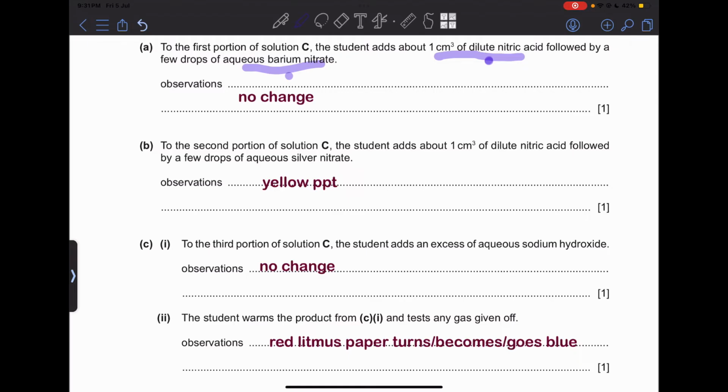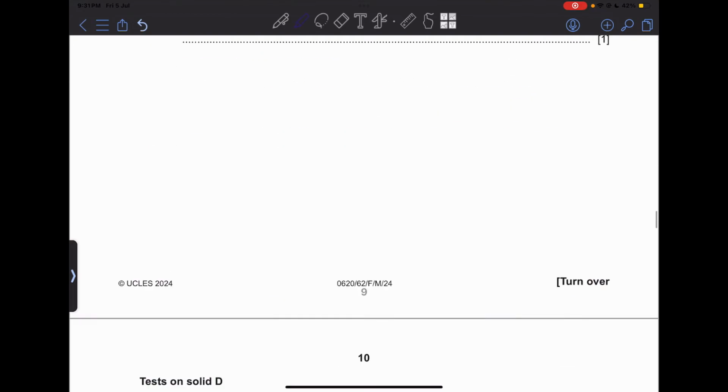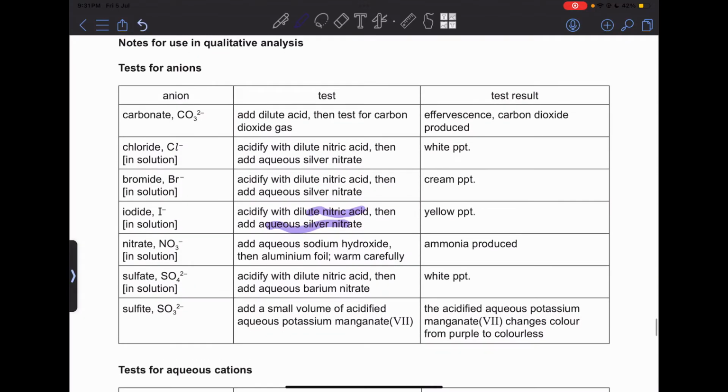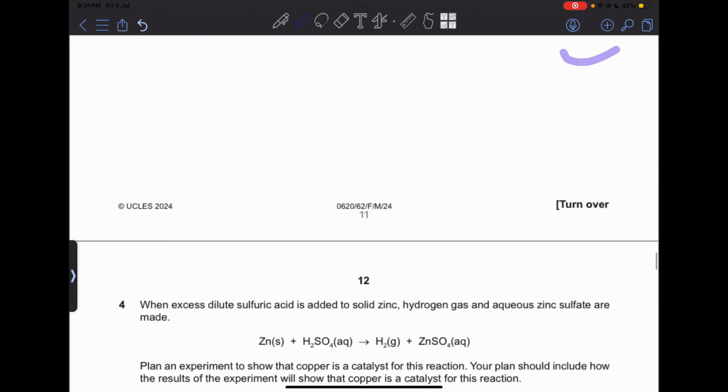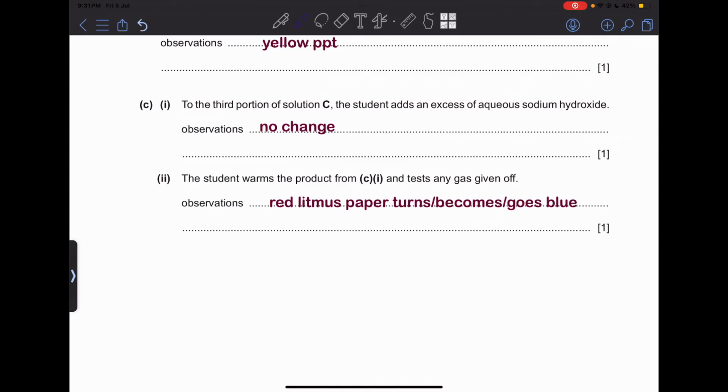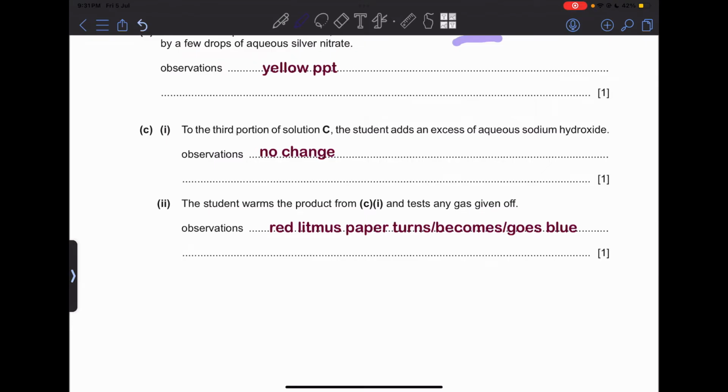So they added 1 centimeter cubed of dilute nitric acid followed by a few drops of aqueous silver nitrate. So this will produce yellow precipitate because this is actually the test for iodide, and we have it over here. It's going to produce yellow precipitate, so you're going to write down that answer. So you're basically copying down the answers from the back, so it's very easy to get marks in this section of the exam. It doesn't require studying at all actually, or minimum studying. So make sure to focus while you're solving these questions.